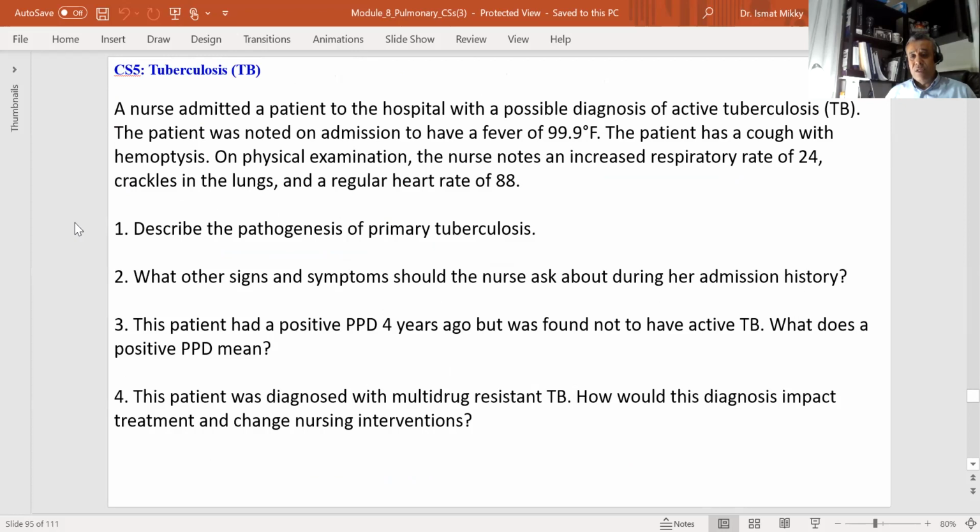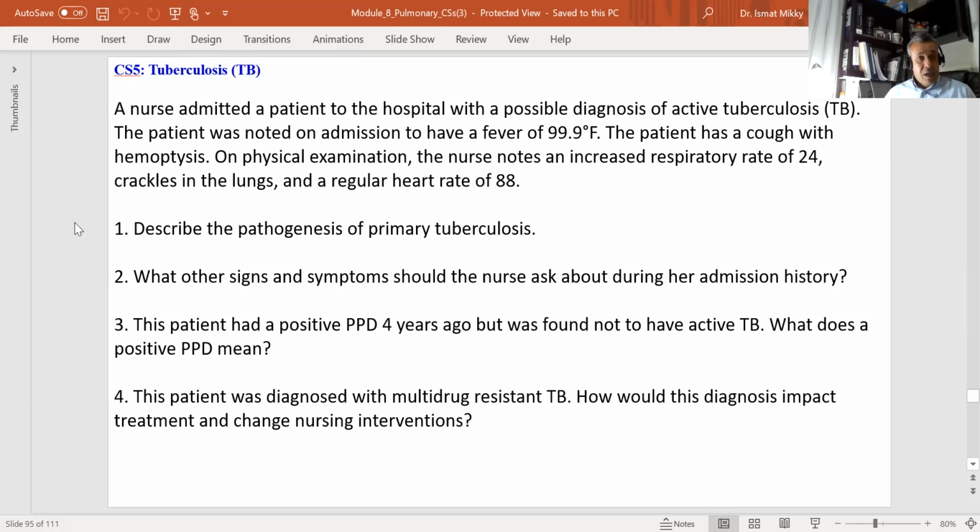A nurse admitted a patient to the hospital with the possible diagnosis of active tuberculosis, TB. The patient was noted on admission to have a fever of 99.9 Fahrenheit, and a cough with hemoptysis. On physical examination, the nurse notes an increased respiratory rate of 24, crackles in the lungs, and an irregular heart rate of 88. Now, describe the pathogenesis of primary tuberculosis.